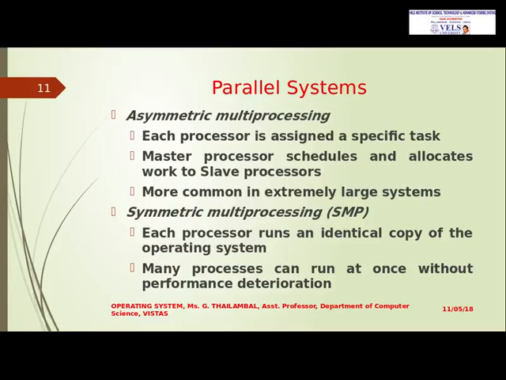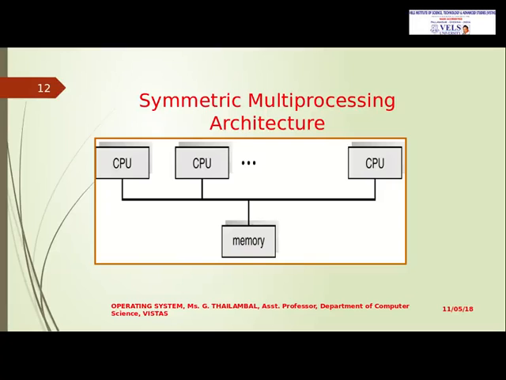And what is symmetric multiprocessing? In symmetric multiprocessing, each processor runs an identical copy. It has its own copy of the operating system and many processes can run at the same time without performance degradation. And this is the diagrammatic representation of the symmetric multiprocessing architecture. You can see that a number of CPUs are connected to a memory. At any time the jobs can be swapped in and swapped out, or even the jobs can be executed at the same time in the multiple CPUs.